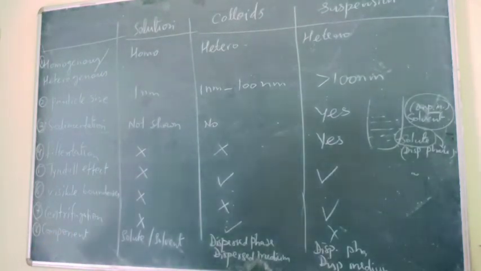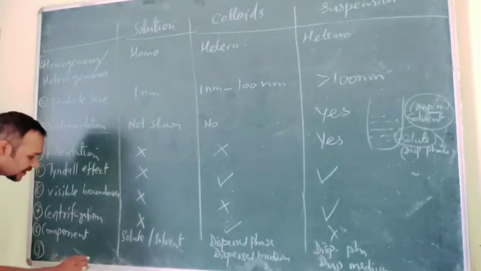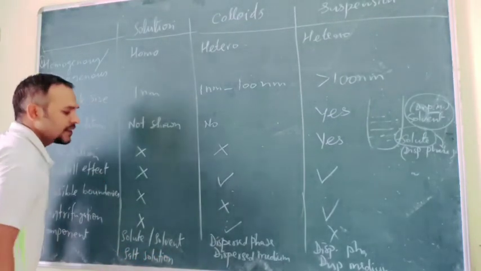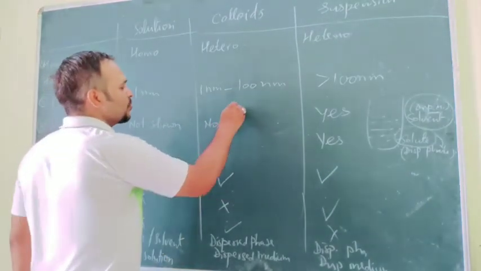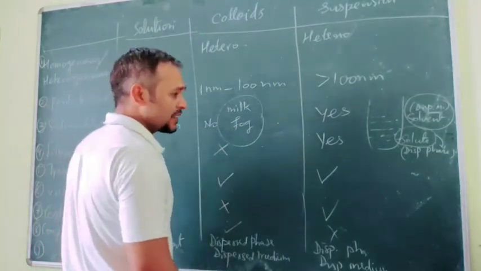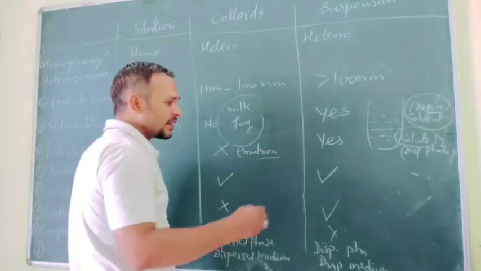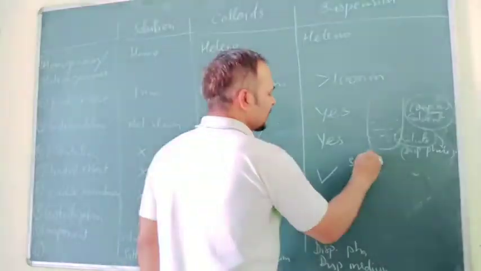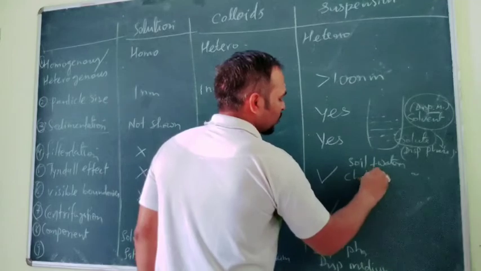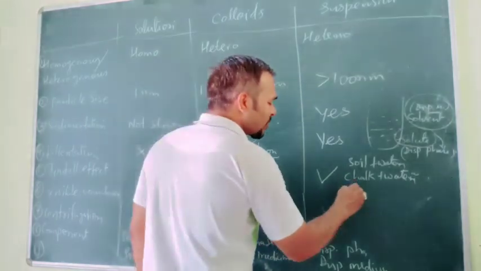For this, an example also you can consider. Example, salt solution. Right, here you can take the example. I have shown the milk, the fog. Right, they are the colloids. Also emulsion also acts as a colloid. Here you can see many examples. Soil plus water. I have shown the chalk plus water. Is it clear?